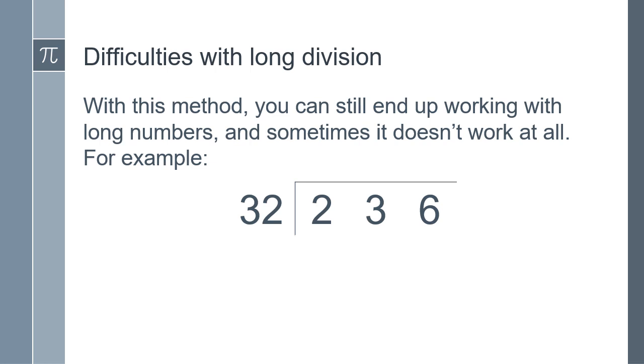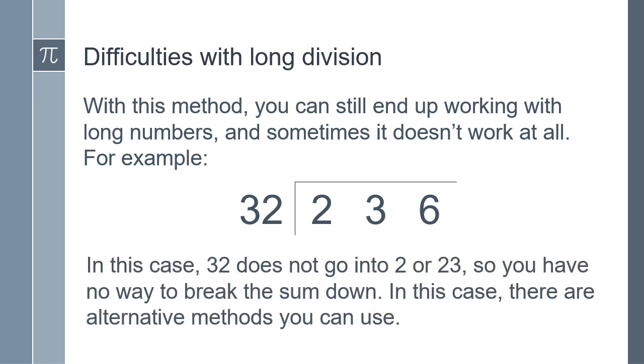if we have a sum like this, 236 divided by 32, well, I can't do 2 divided by 32. So if I look at those first two numbers together, I can't do 23 divided by 32. So I'm left with 236 divided by 32. I can't break it down anymore. If you find a problem like this, there are alternative methods you can use.